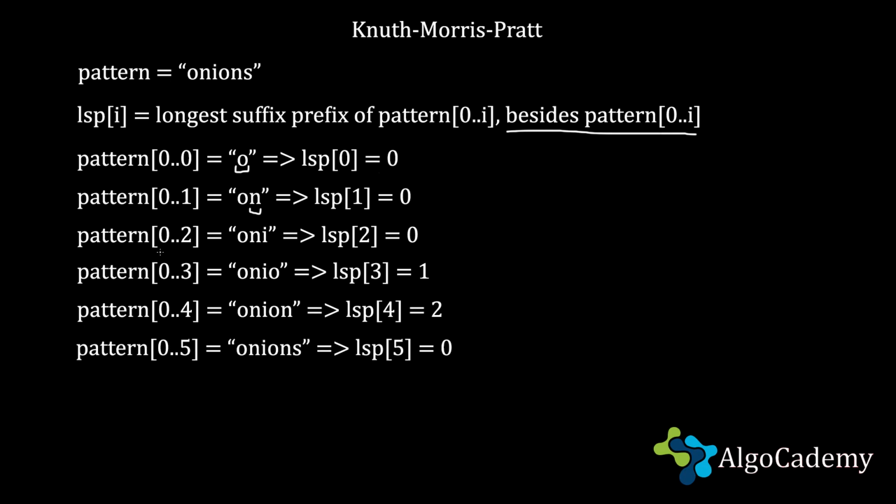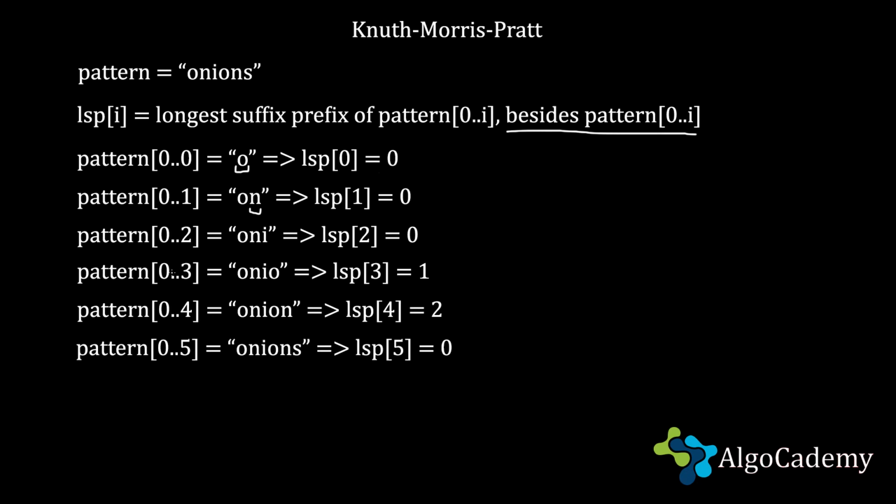Then, the next pattern[0..2] is oni. The first suffix is i, which is not a prefix. Then another suffix is ni, which is not a prefix. The prefix of length 2 is on. So we have none, and LSP of 2 equals 0.